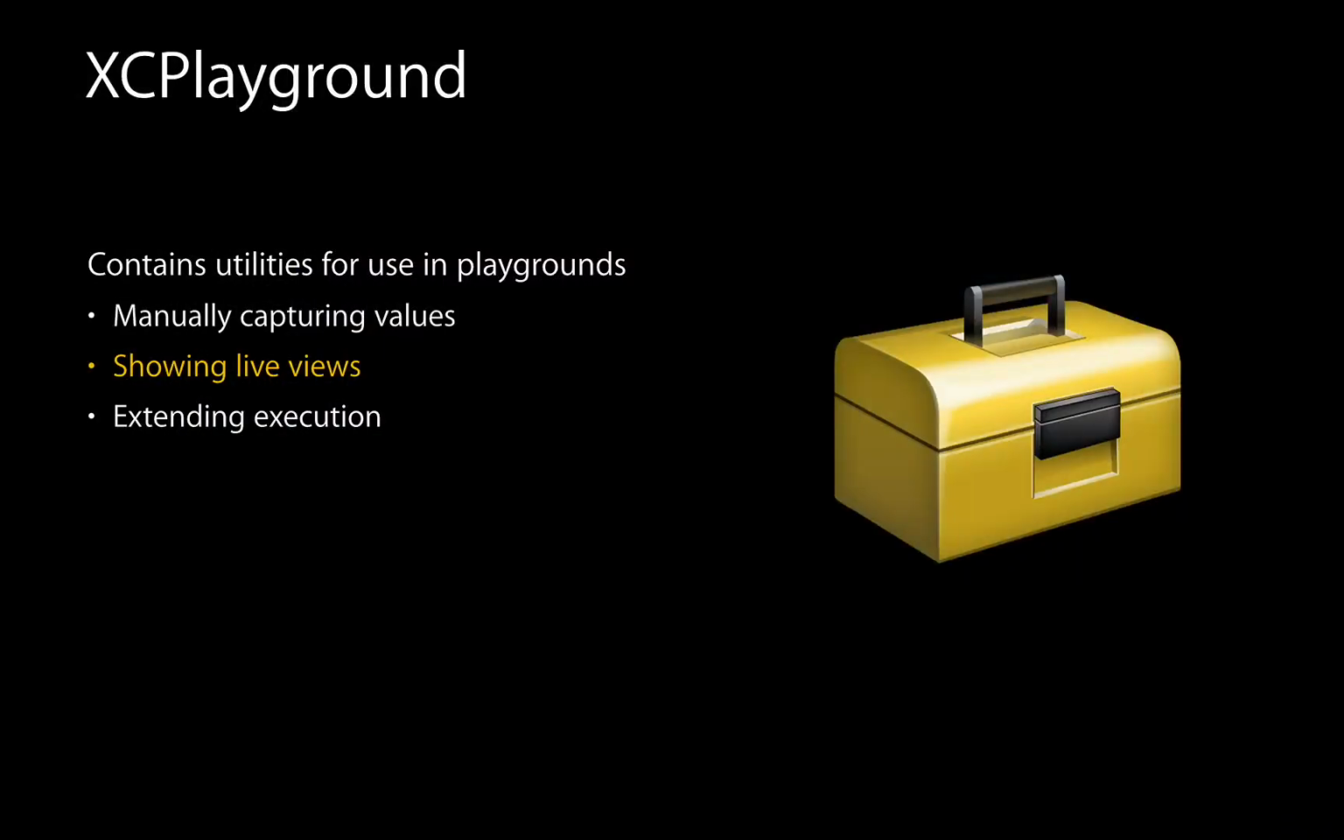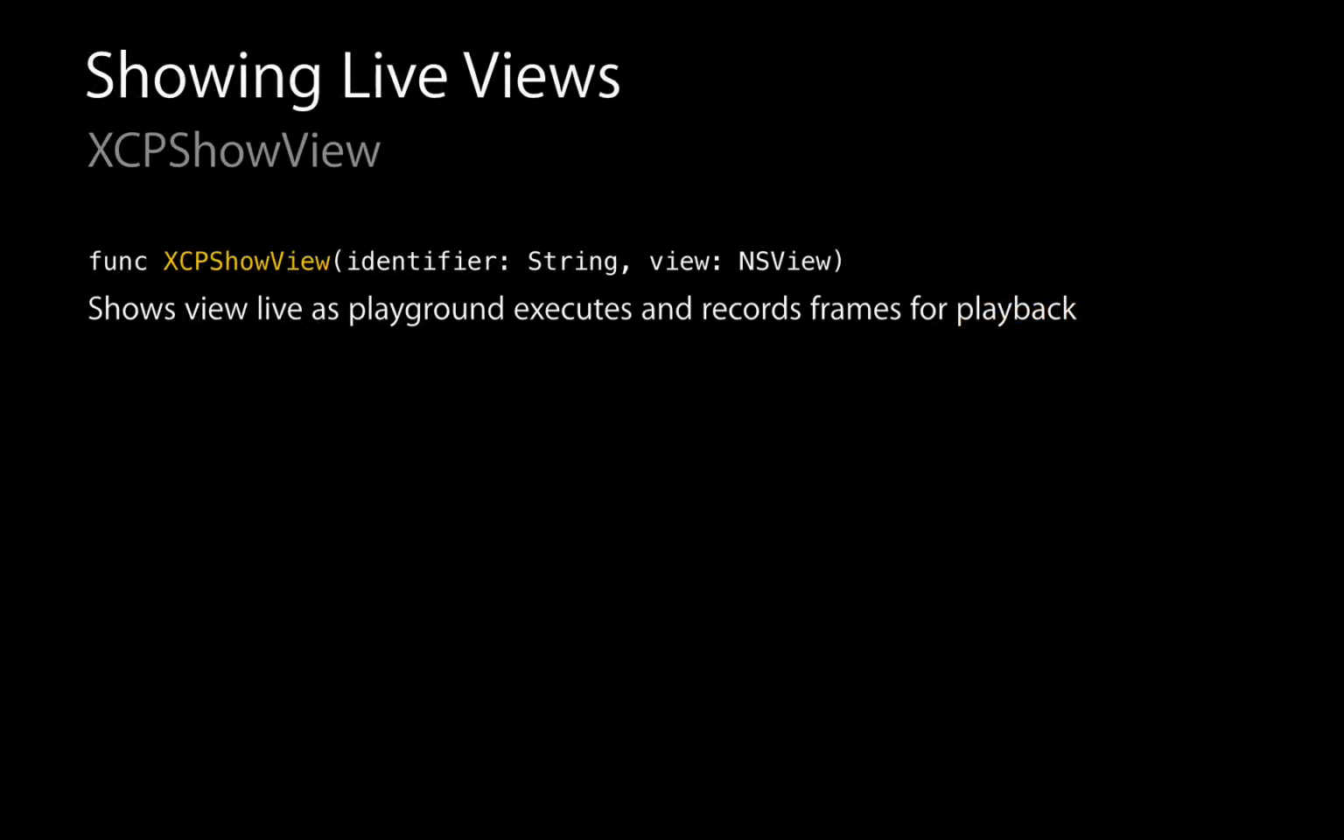So the second piece of functionality which the XD Playground framework provides is the ability to show live views in the timeline. And you do that by calling this XDPShowView function. It takes an identifier and the view that you want to show. After calling it, we'll show the view live while the playground executes, and then we'll record frames as the playground executes so you can play them back once execution finishes.